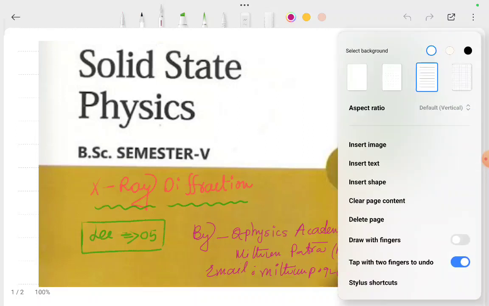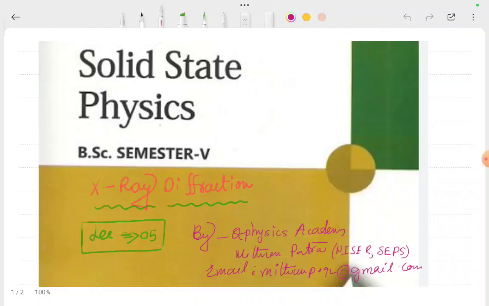Okay, and in this class, we deal with another very important concept, X-ray diffraction. What is X-ray diffraction, the importance of X-ray diffraction, and we will also study Bragg's law, which is related to X-ray diffraction of any kind of crystals, and many other things. Okay, so let's start our class.